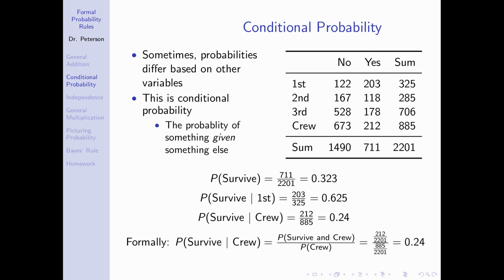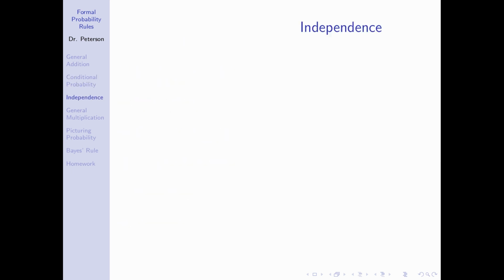If we want to do this formally, we can say that our probability of surviving given that we're in the crew is the probability of surviving and being in the crew, so that's yes and crew, divided by the probability of being in the crew. While this seems to give us exactly the same information, the reason it's different is that often, instead of count data, you will be given probabilities directly. This is particularly true when we're talking about independence.